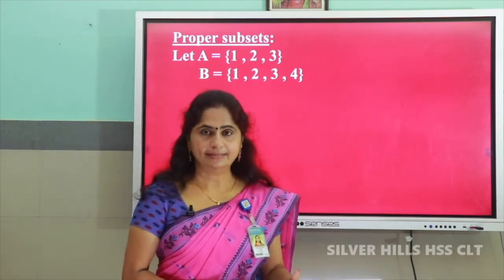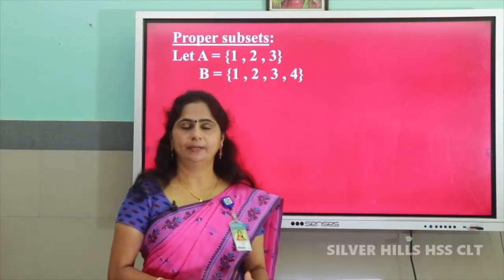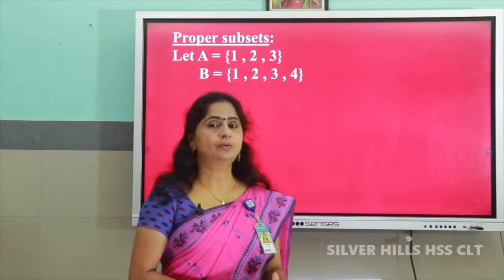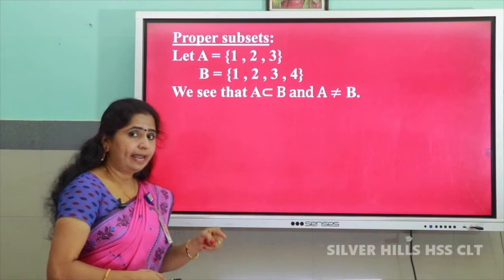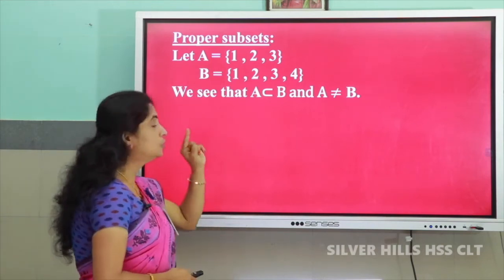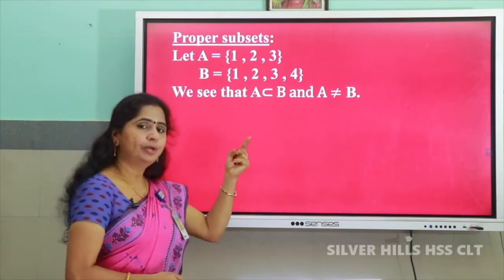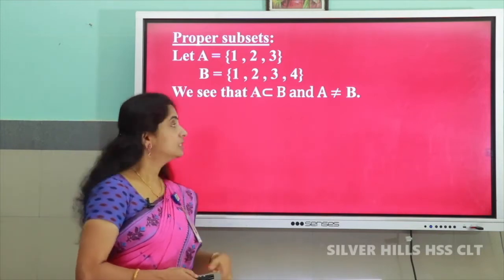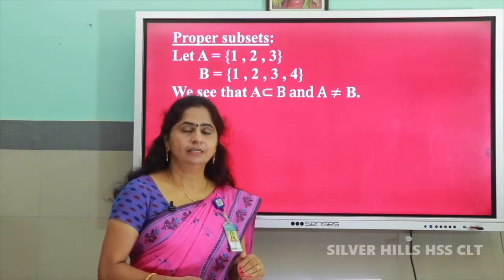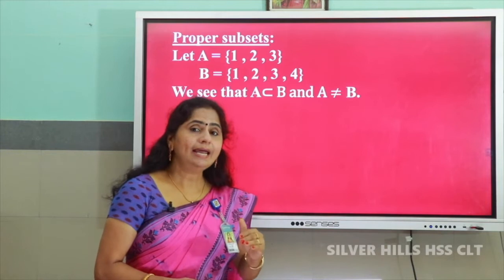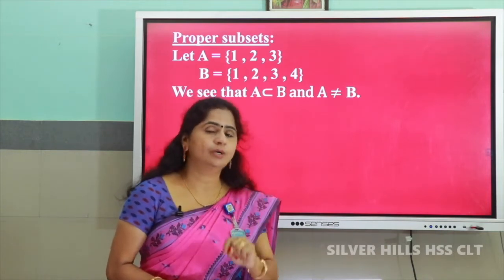Let us take an example. Let A be the set {1, 2, 3} and B be the set {1, 2, 3, 4}. 1 is in A, 1 is also in B. 2 belongs to A, 2 belongs to B. 3 belongs to A, 3 belongs to B. But 4 is only in B but not in A. That is, we conclude that A is a subset of B, but A is not equal to B.